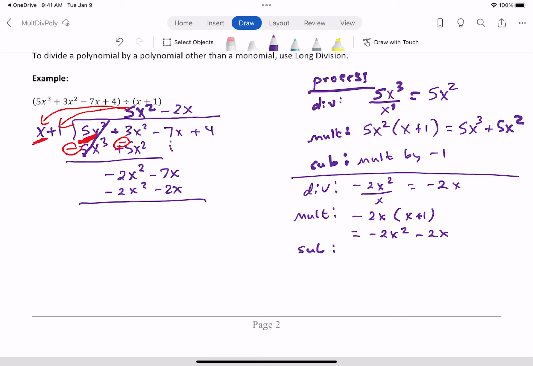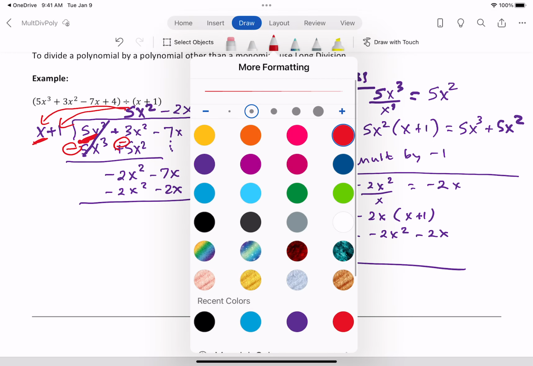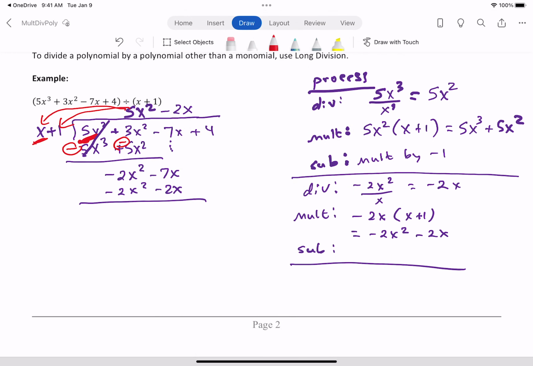And then don't forget the subtraction step means that we're just going to go in and change those signs. So now it has negative 2x squared, we're going to change that to a plus, and negative 2x, change that to a plus. So it just changes the signs. So again, I have negative 2x squared and its opposite, positive 2x squared, so that goes away. Then we have negative 7x and a positive 2x. That leaves me with negative 5x. And we have to do one more time. Bring down the 4. So we go through the process one more time.